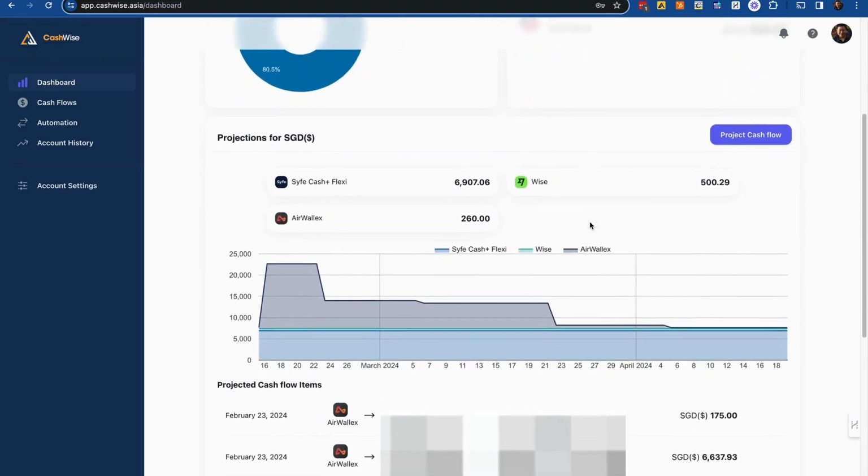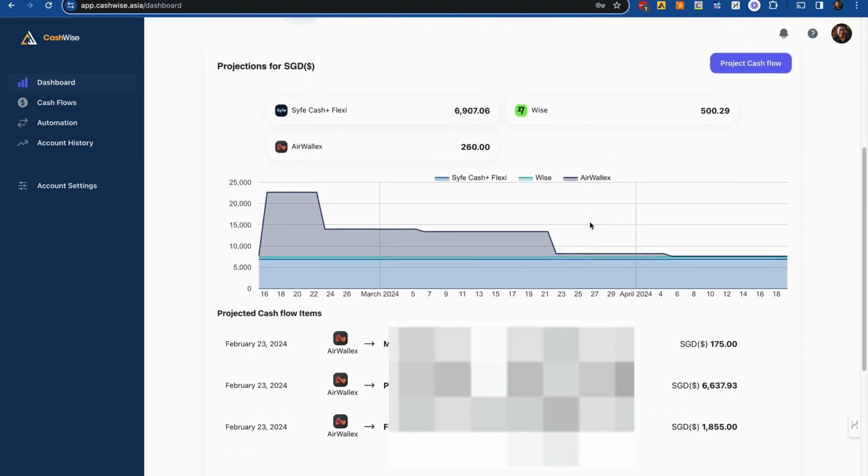As you scroll down, we break down projections by currency as well. You'll see individual balances for your accounts in real time, and the graph displays a forward projection of the cash balances for each account. Below that are the details that make up that chart.